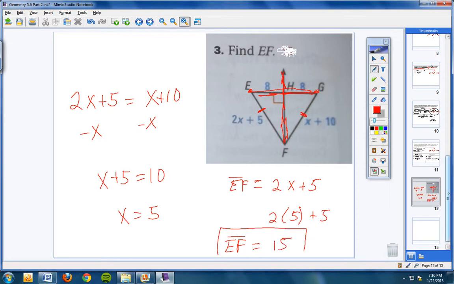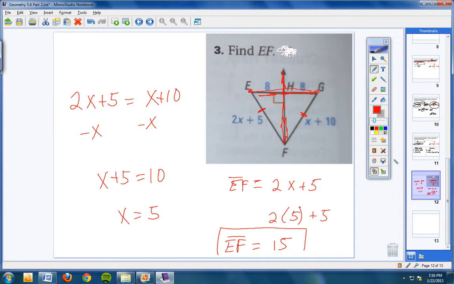I now want you to get out the handout that Mr. Harmon gave you, okay? And on that handout, you are going to see some theorems and postulates and corollaries that you have to have memorized, all right?